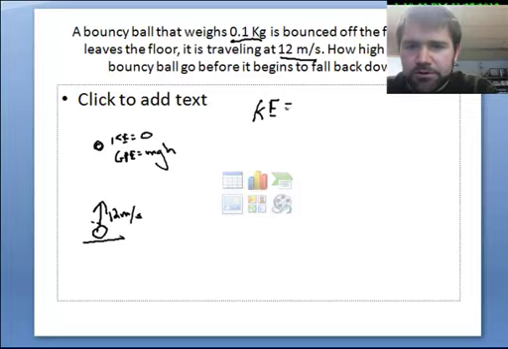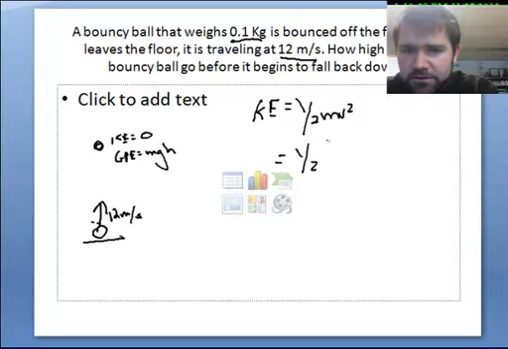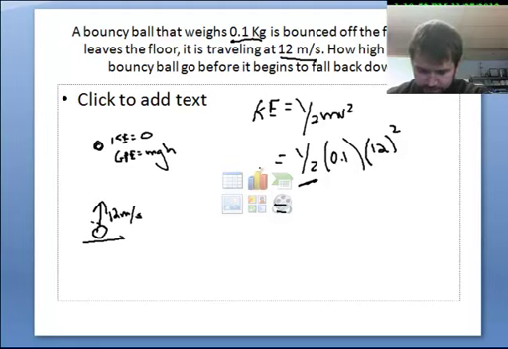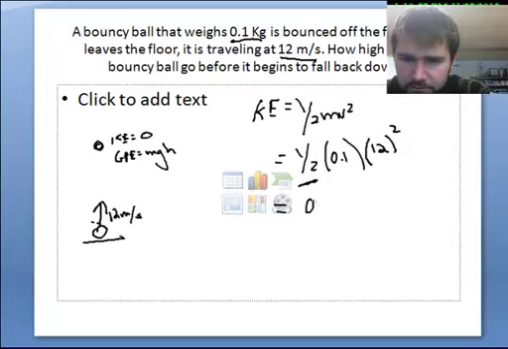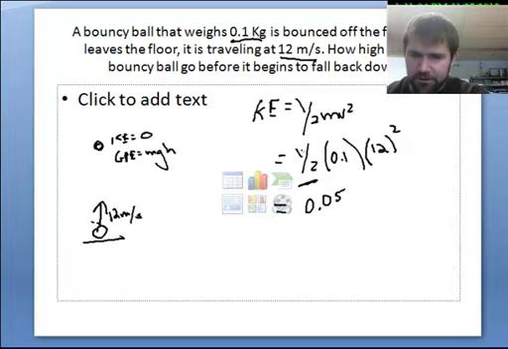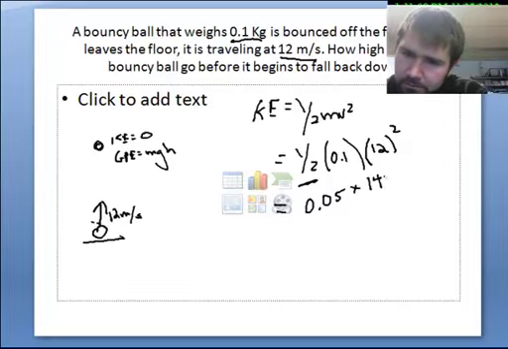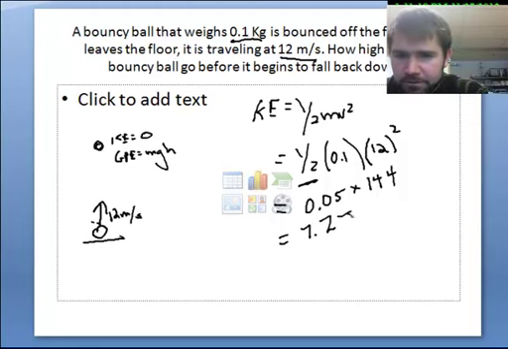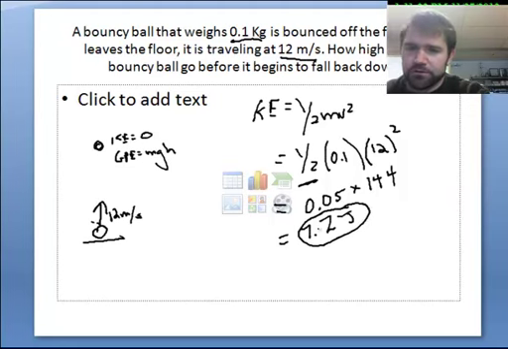It starts with kinetic energy, which is equal to 1/2 mass times velocity squared, which is equal to 1/2 times our mass of 0.1 kilograms times our velocity, which is 12 meters per second, squared. Remember not to forget this 1/2 in the equation. So it equals 0.5 times 0.1, which is 0.05, times 12 squared, which is 144. 0.05 times 144 is 7.2. So this bouncy ball starts out with a kinetic energy of 7.2 joules.